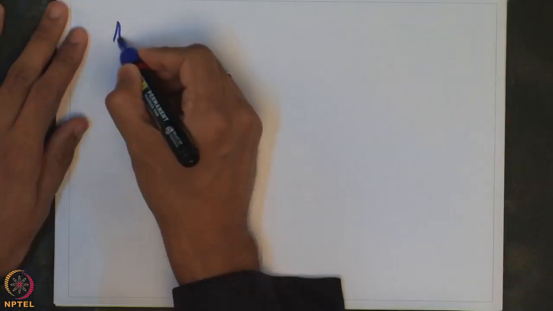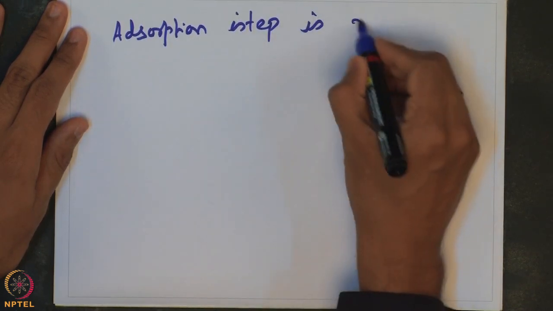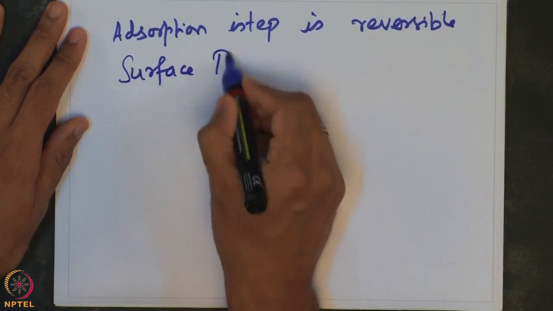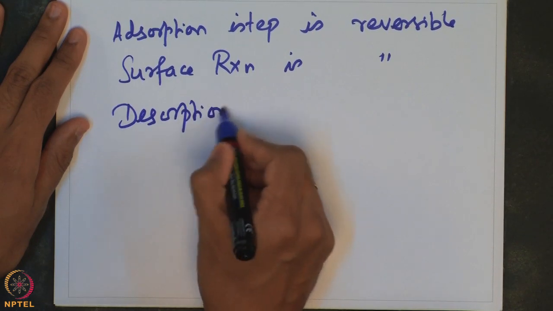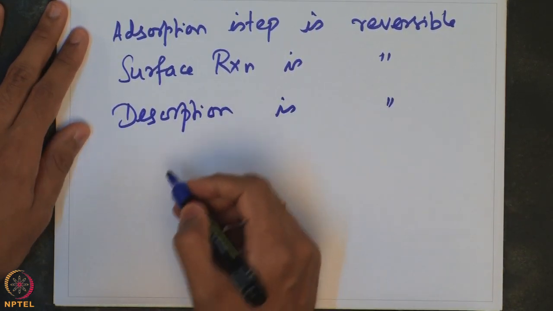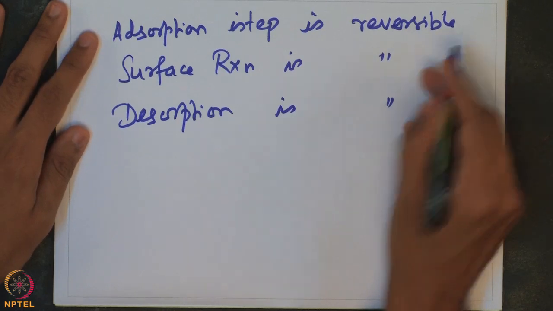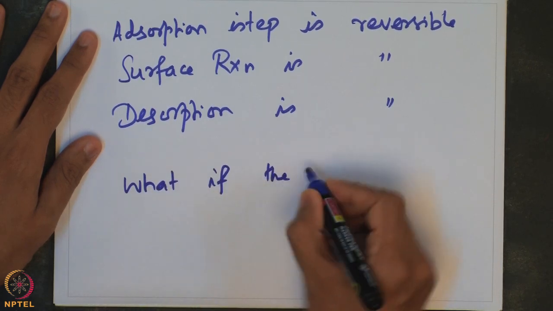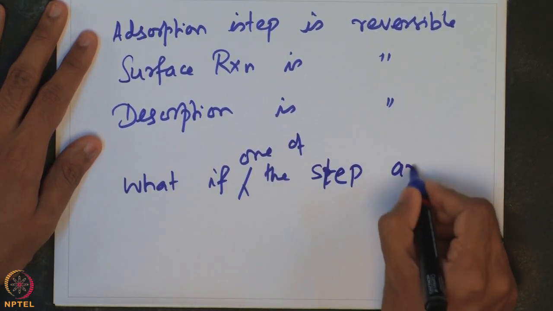In all the earlier examples and mechanisms we have considered, we assumed that the adsorption step is reversible. We assumed that the surface reaction is also a reversible step. We assumed that the desorption step is also a reversible step. We in fact observed in the example of ammonia synthesis that one of the adsorption steps was an irreversible step. So we will see an example now of what if one of the steps or maybe more steps are irreversible.